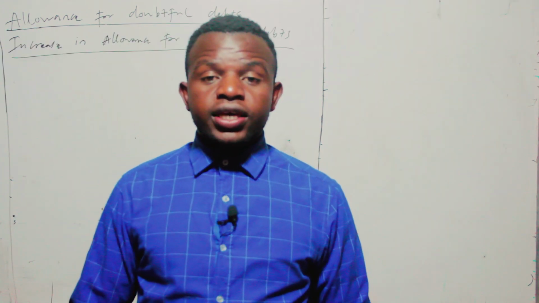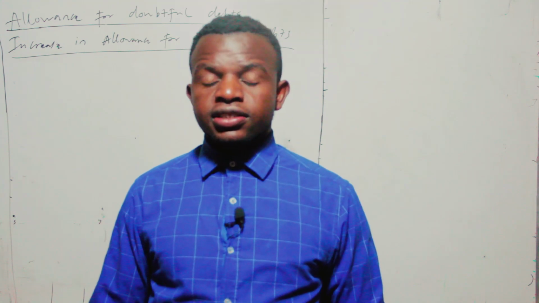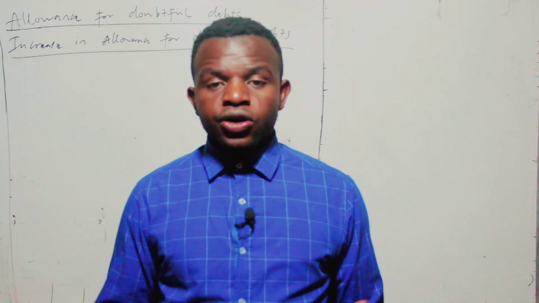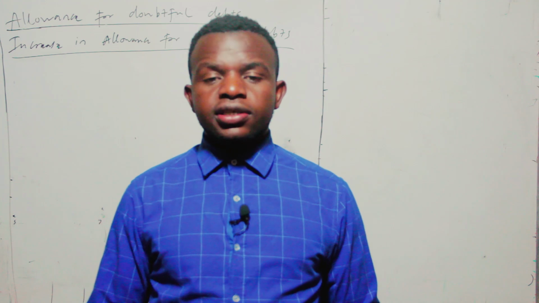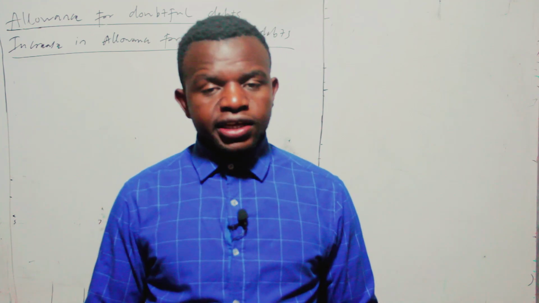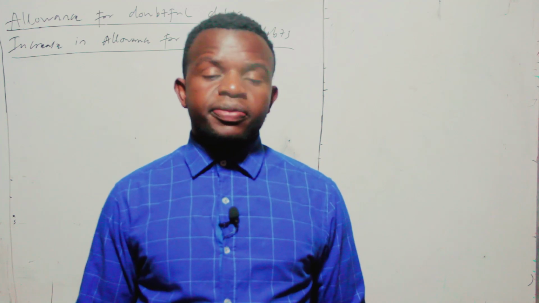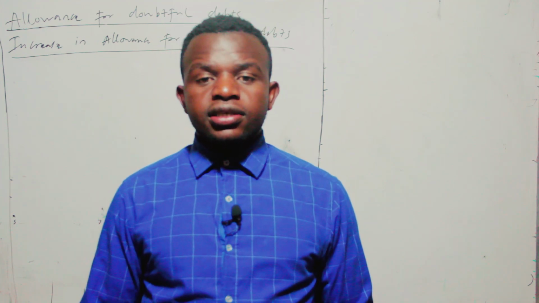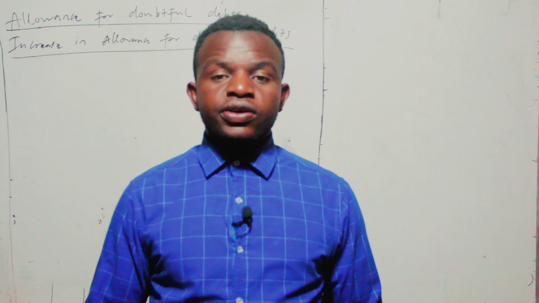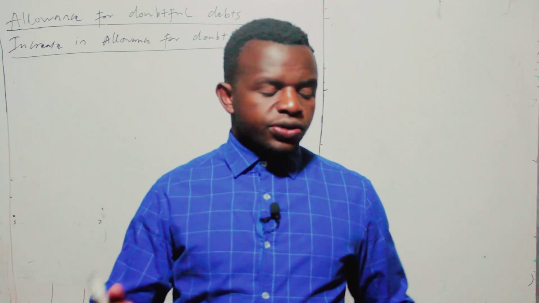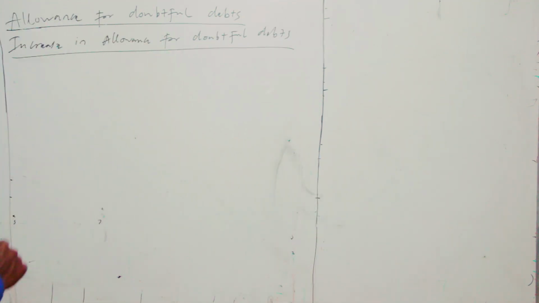So let us continue looking at the allowance for doubtful debts. Let us look at the other instance, when there is an increase in allowance for doubtful debts. We have said that the double entry is going to be debit the profit and loss account and credit the allowance for doubtful debts account. So let us write down this double entry.